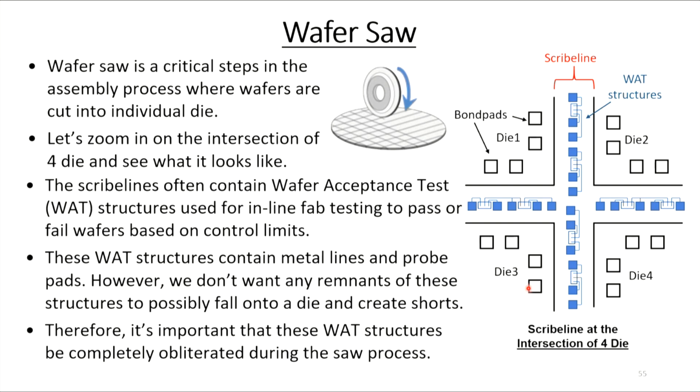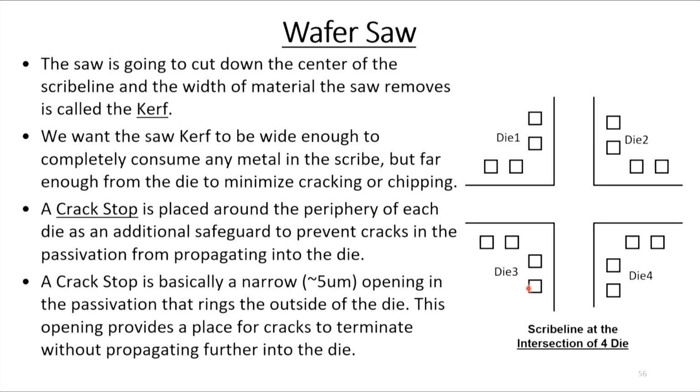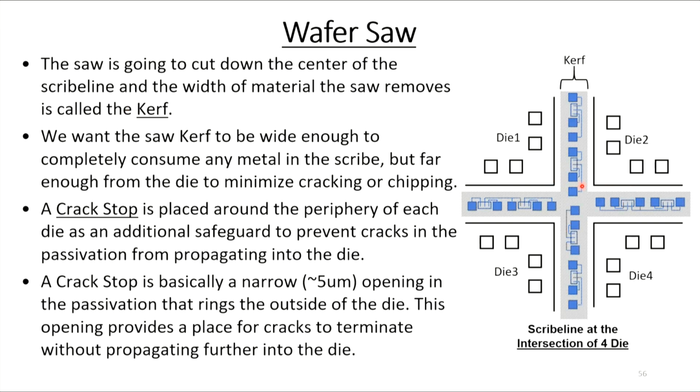Now, these WAT structures contain metal lines and probe pads. You don't want any of that metal residue to fall onto your die, shorting anything out. So it's important that these WAT structures be completely obliterated during the saw process. The saw is going to cut down the center of the scribe line, and the width of the material the saw removes is known as the kerf. We want the kerf to be wide enough so that it completely consumes any metal in the scribe line, but we'd like the kerf to be far enough away from the die to minimize cracking or chipping.